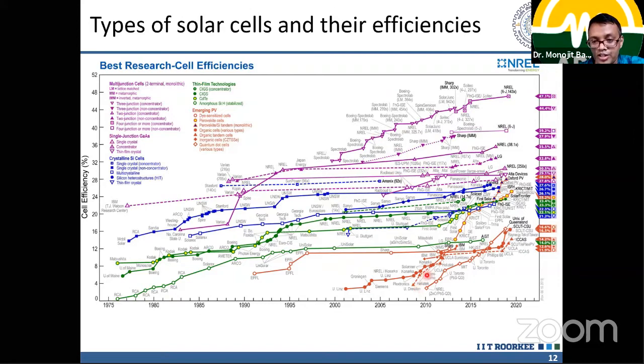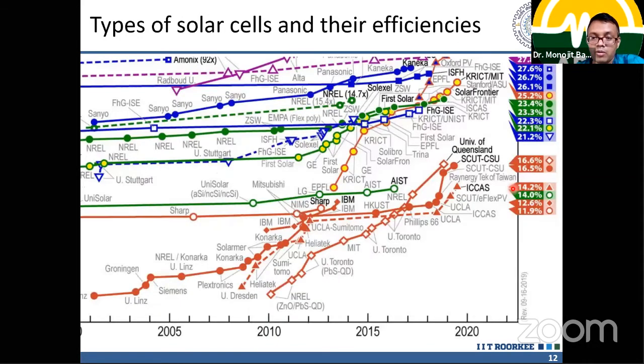So if you look at this energy chart, that is the growth of these emerging photovoltaic technologies, which starts somewhere in the early 2000s, and now it is growing quite efficiently. So this is what the organic solar cell is. It has reached up to 16%, and tandem has reached even beyond that.